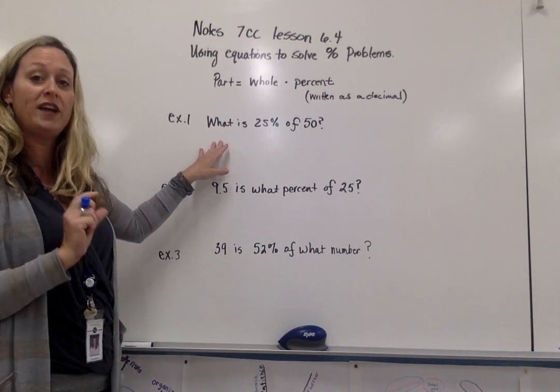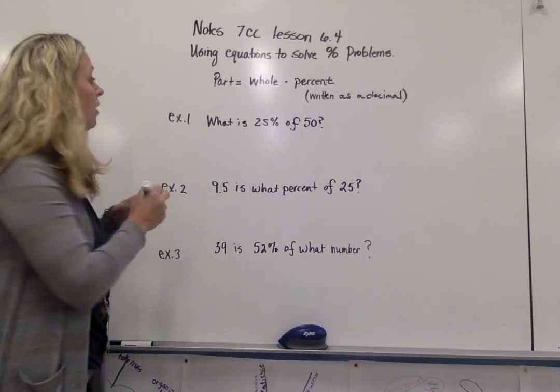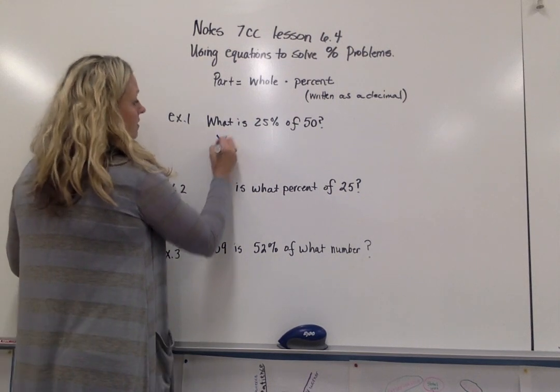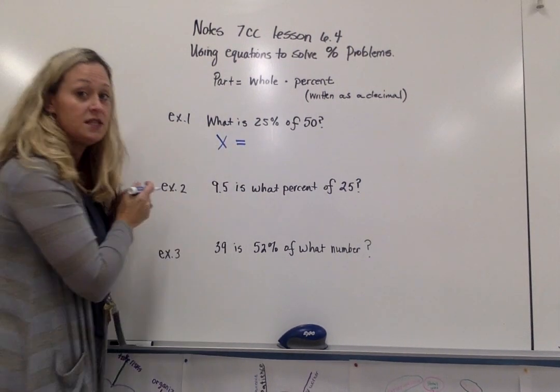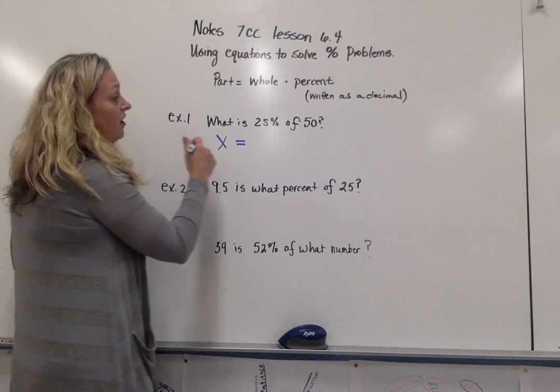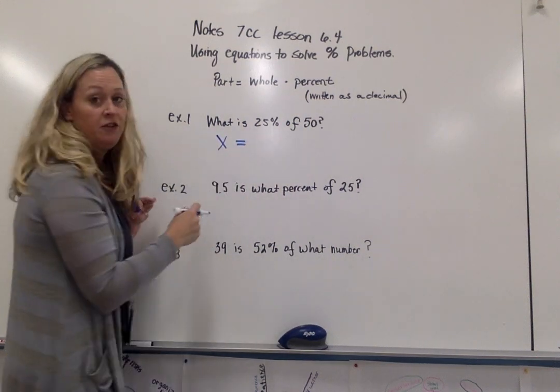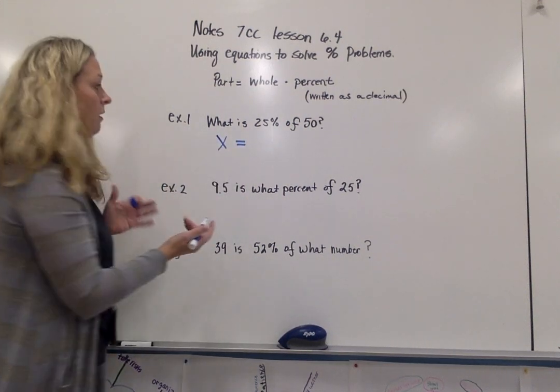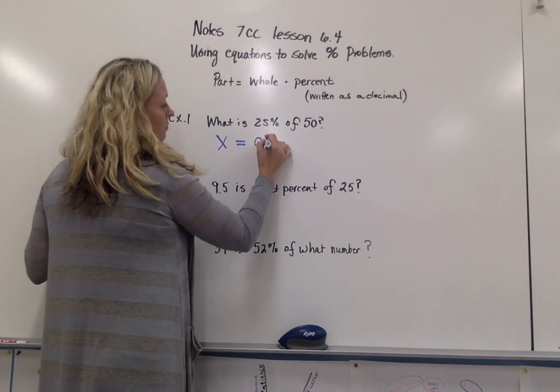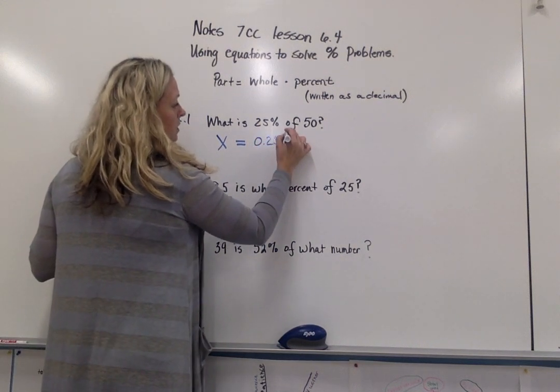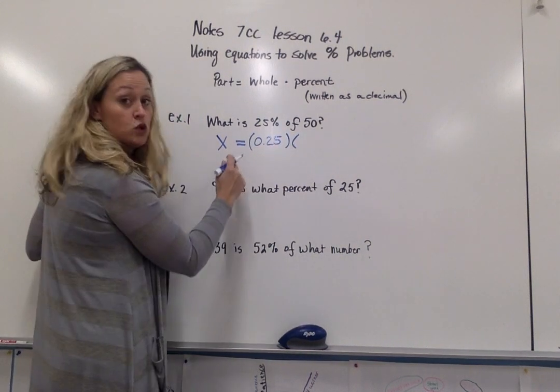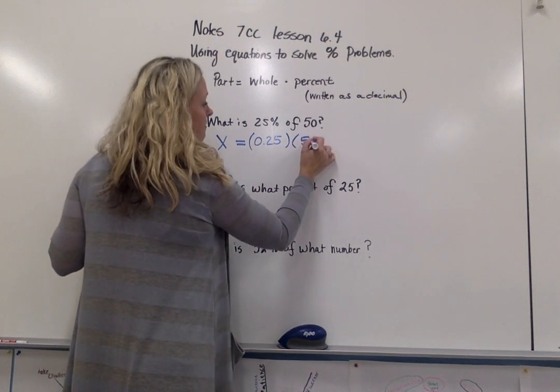We translate that into an equation. What is? They're saying they don't know. Is the same as equal. 25% of 50. Of represents the multiplication part. And I'm going to change 25% to a decimal. So I am multiplying 0.25 times 50.